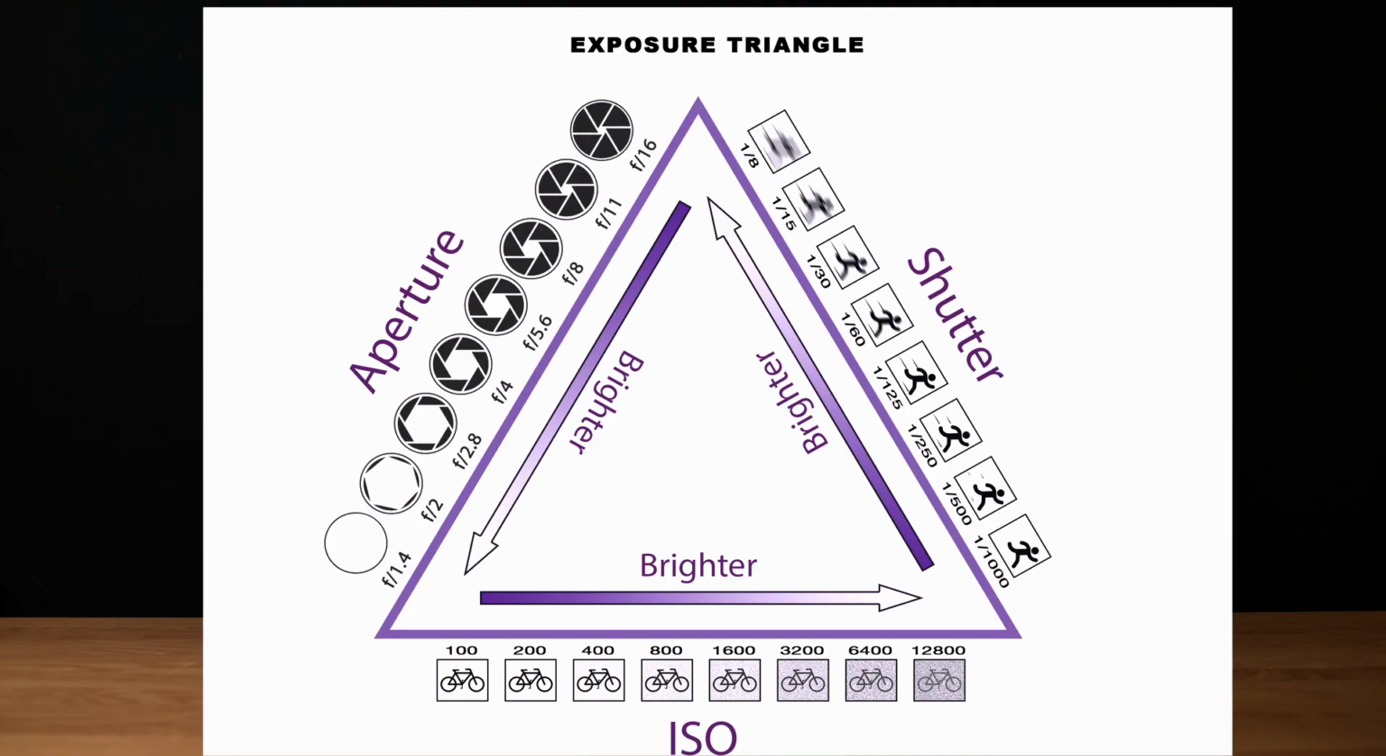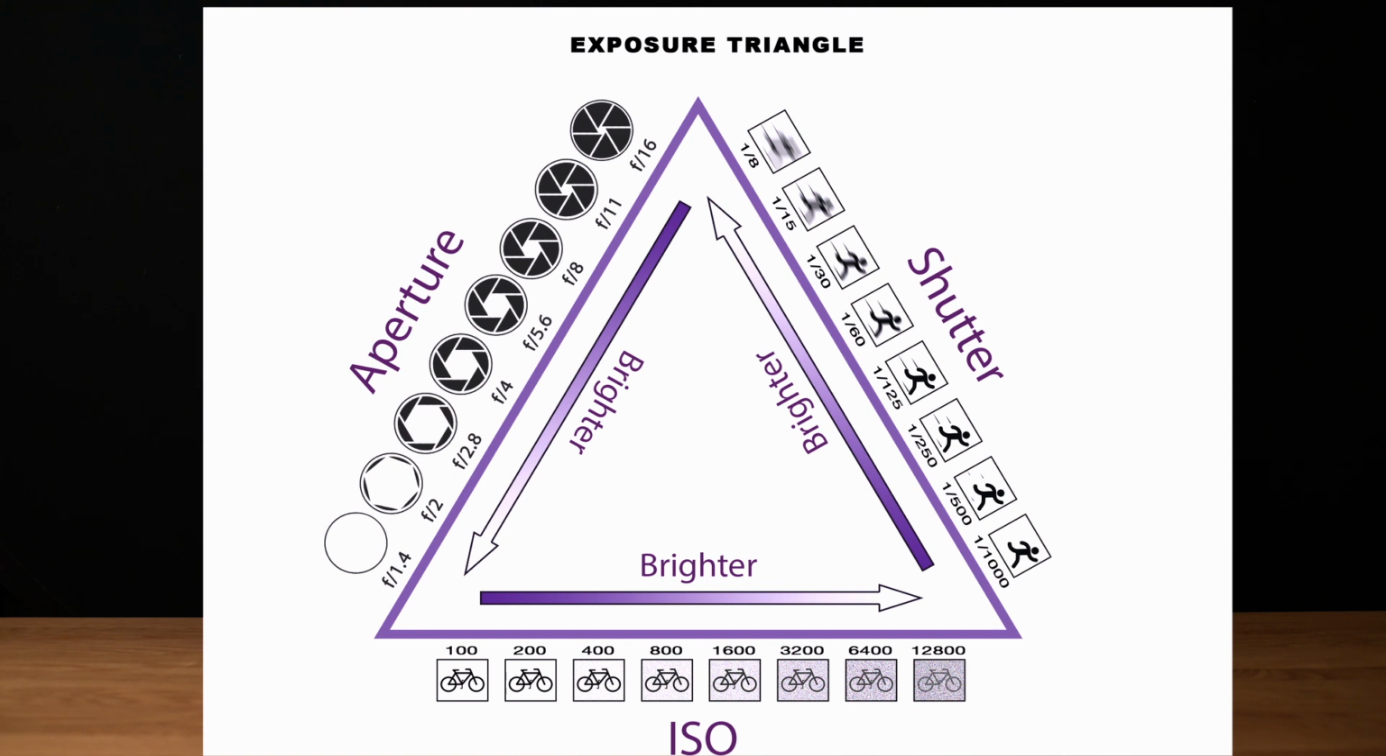Welcome to my channel. This is the first in a three-part series where I take a look at the exposure triangle. You may be wondering, what is the exposure triangle? The exposure triangle is three elements: the aperture, shutter speed, and ISO, that work together to create an exposure.